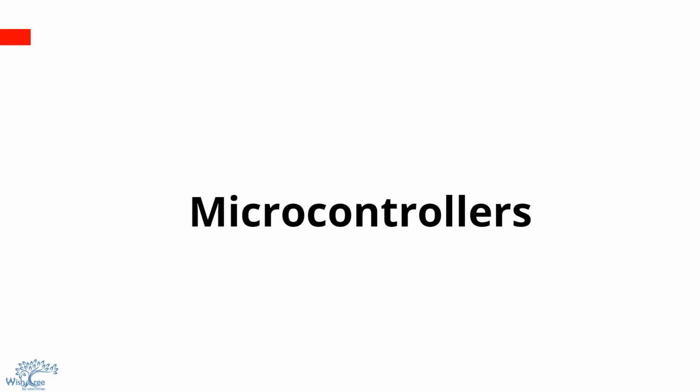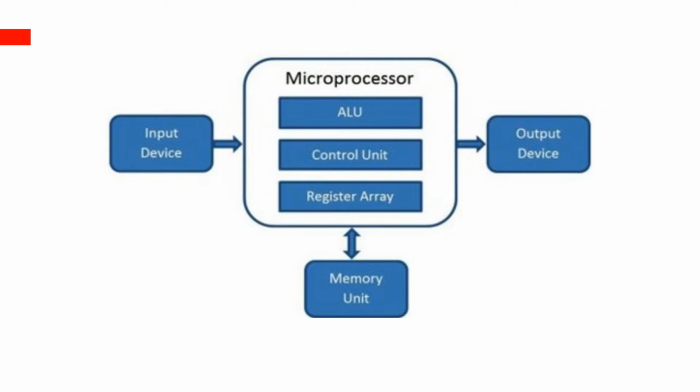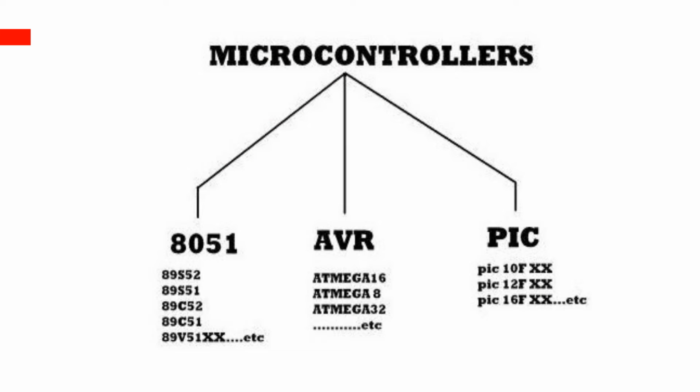Now let's see what microcontrollers are. A microcontroller is a very small, low powered computer packaged as an IC. They have a processor, RAM, and input output peripherals like GPIO pins. They usually operate at lower speeds, around 1 MHz to 200 MHz range, and need to be designed to consume less power because they are embedded inside other devices.